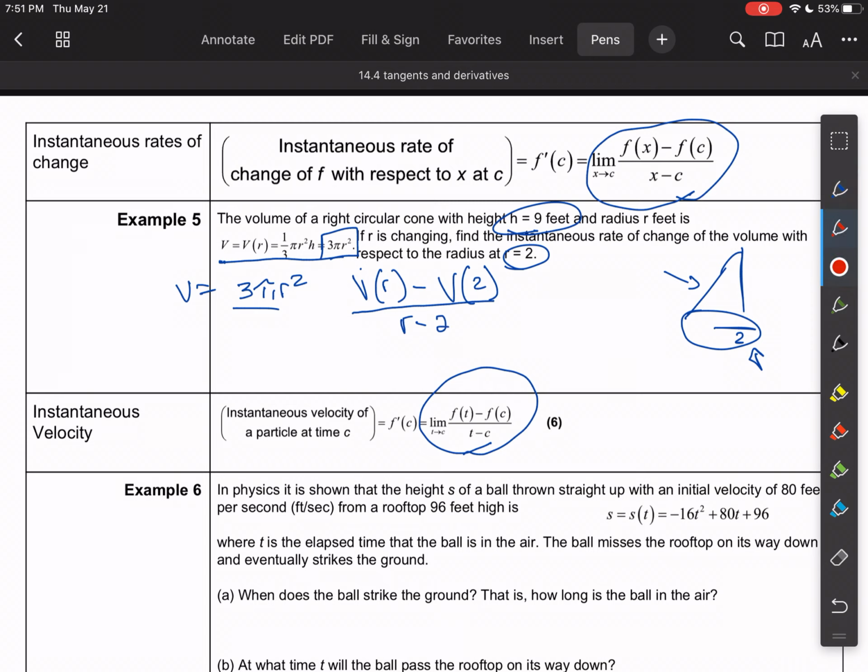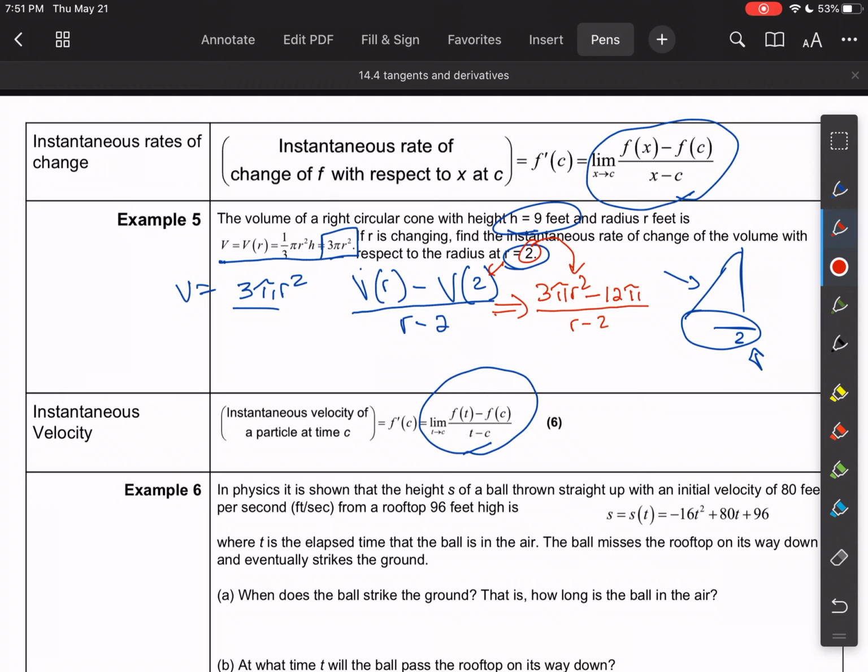Okay, now let's plug in what we know. We know v of r is 3 pi r squared. It's just the function. If we evaluate that with a 2, plug a 2 in for r, we get 2 squared, which is 4 times 3, which is 12. So it's 12 pi, so we're going to subtract 12 pi. Again, what I did to find that was I just plugged a 2 into this. That's v of 2. And then we're going to divide that by r minus 2.